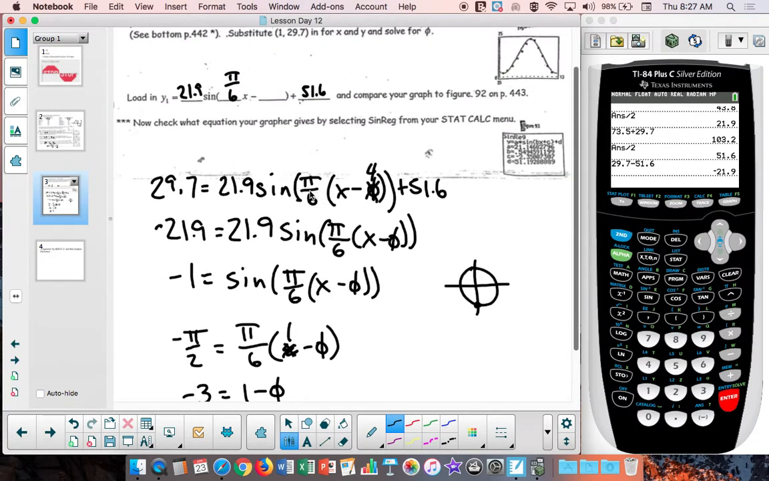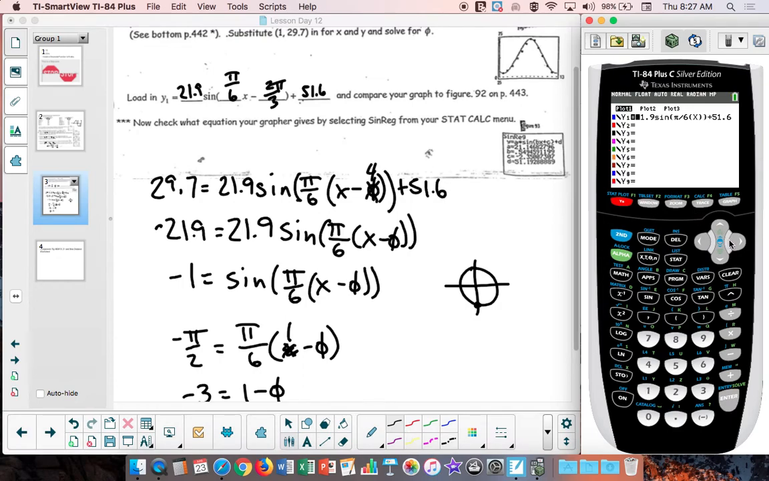But if you distribute the pi over 6, you get pi over 6x minus 4 pi over 6, or 2 pi over 3. So that's the technical one, but you can write it factored out in here, and it saves a little bit of typing in pi. Insert, and then we're going to subtract our phi value, which is 4 if we haven't distributed. Graph it, and it should look pretty good.